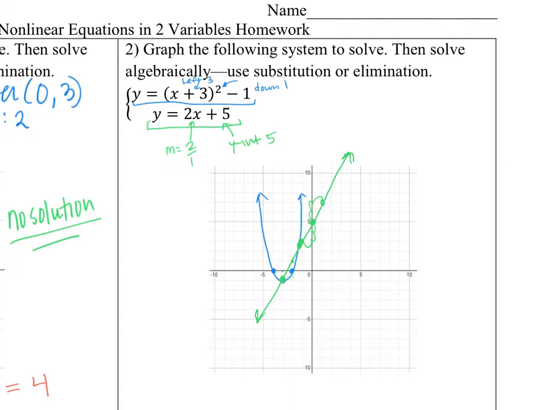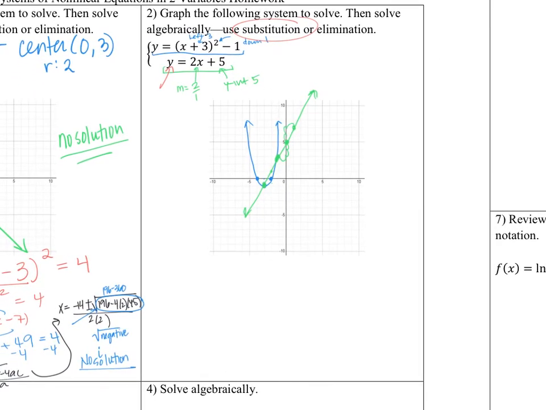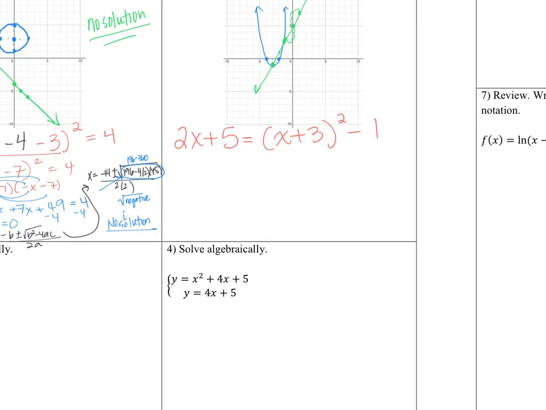Again, I think I might want to use substitution because it has the nice y equals. And so what that will look like then is plugging that 2x plus 5 in place of the y. So we'll get 2x plus 5 equals (x plus 3) squared minus 1. And so to solve that equation, I'll have to again square the binomial. So x plus 3 times x plus 3, and we're going to get x squared plus 6x plus 9 here.